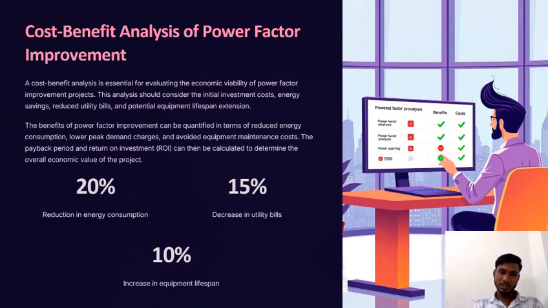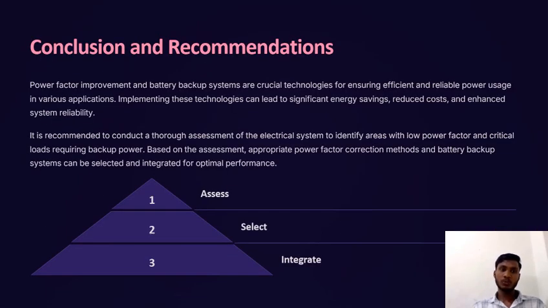So the reduction in energy consumption is 20%, with a 15% decrease in utility bills and a 10% increase in equipment lifespan. So these are the benefits we get by improving the power factor. As we conclude, power factor improvement and battery backup systems are crucial techniques for ensuring efficient and reliable power usage in various applications. Implementing these techniques can lead to significant energy savings, reducing costs, and enhancing system reliability. So we conclude that by improving power factor, we get these many advantages.